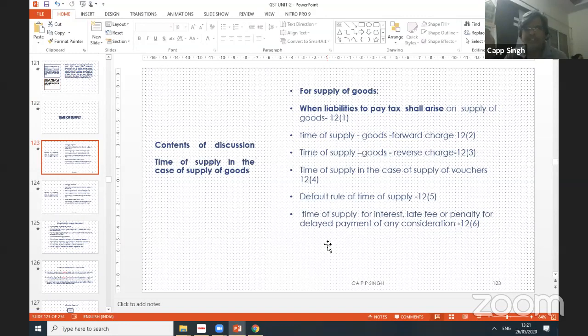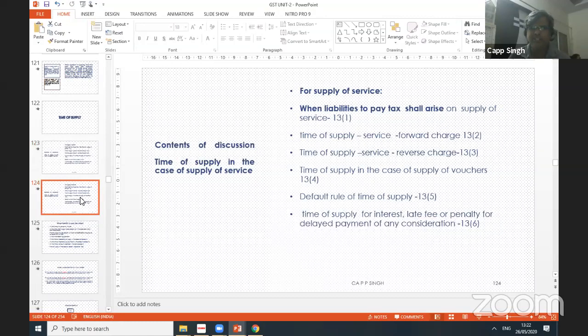The answer is no. Then there may be other situations where we have issued an invoice, but we have not supplied any goods. Do we have to discharge the tax liability? The answer is yes. So there are many situations where we are under obligation to discharge tax liability. We have to discuss when the liability to pay tax arises on the supplier of goods. Now I am discussing that point.